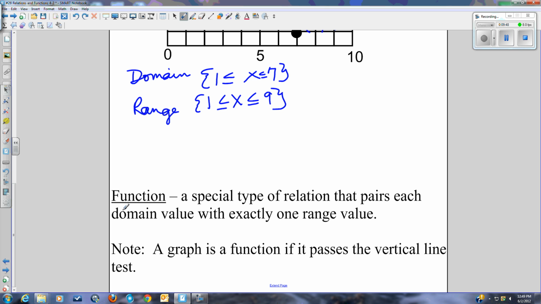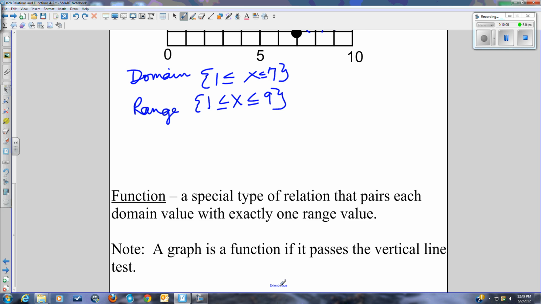Now, next, here we have a vocabulary word, function. I've used that word, but let's formally define it. A function is a special type of relation that pairs each domain value with exactly one range value. Note, a graph is a function if it passes the vertical line test.